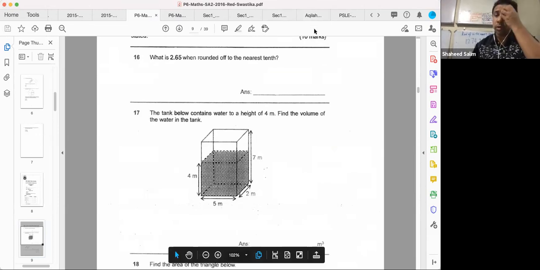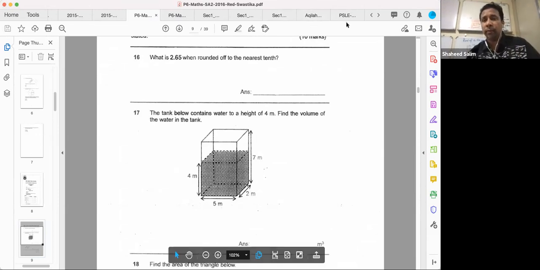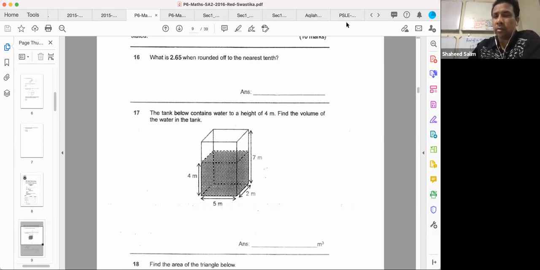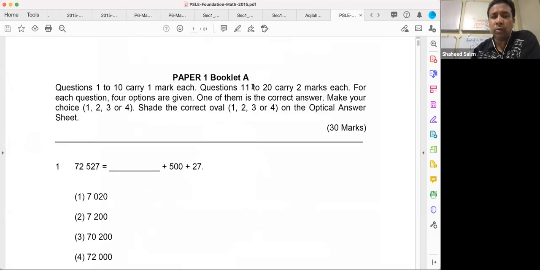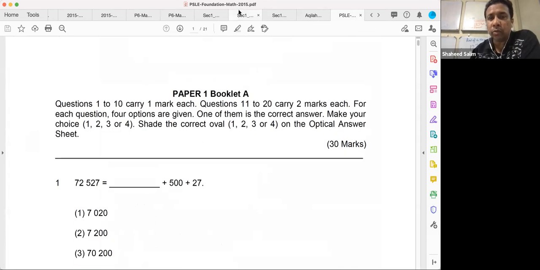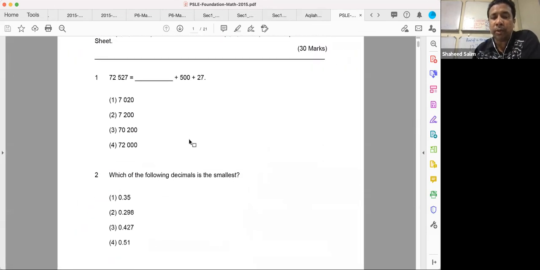Izzat, now we are going to go through because Akil is not here. His computer crashed, he says. So we will do an actual paper. This is the 2015 PSLE foundation, but it's a prelim paper. Okay. So imagine now this is your paper. You try now. Good. Okay, 1 point.